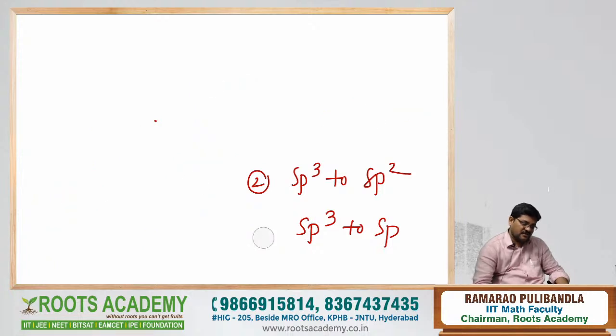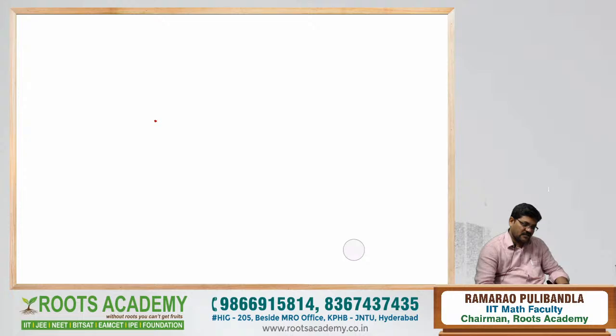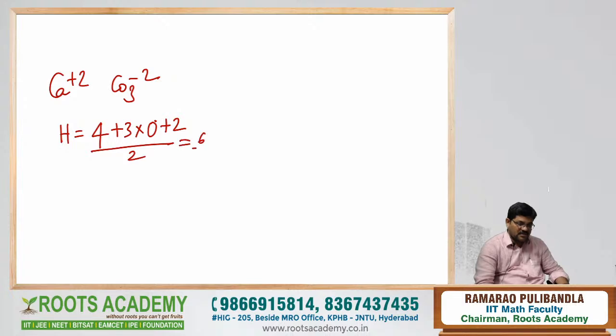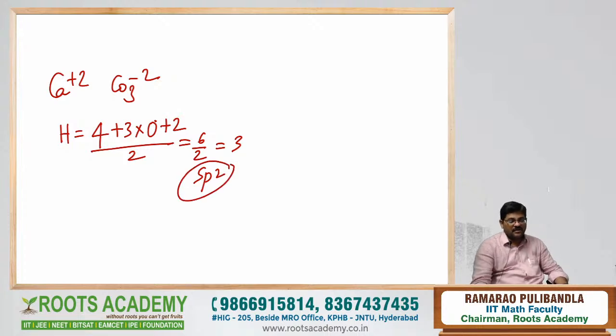Now see, CaCO3 gives Ca2+ and CO3 2-. For the CO3 2-, hybridization H is equal to: carbon belongs to fourth group, plus 3 into 0. Why do you take 3 into 0? Oxygen is divalent. Minus 2 means adding 2, divided by 2. That means 6 by 2, which is 3. 3 means 3 hybrid orbitals are participating, that is sp2.